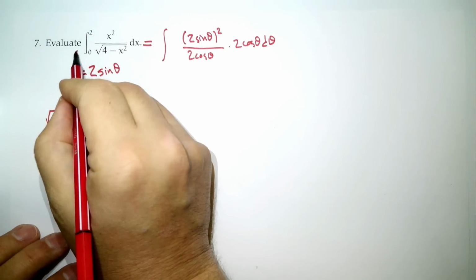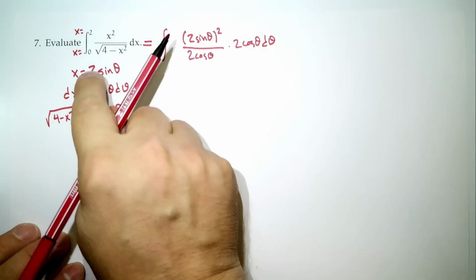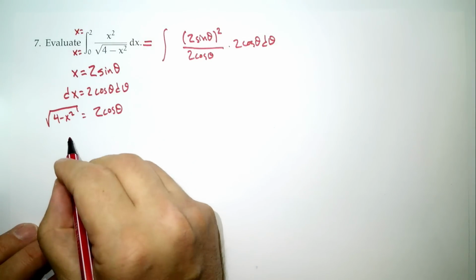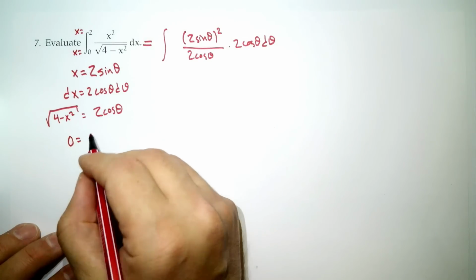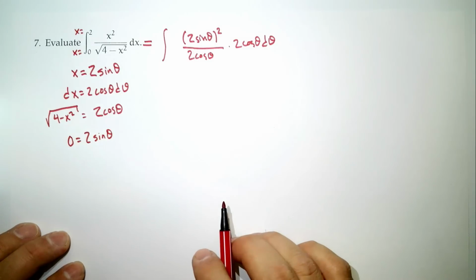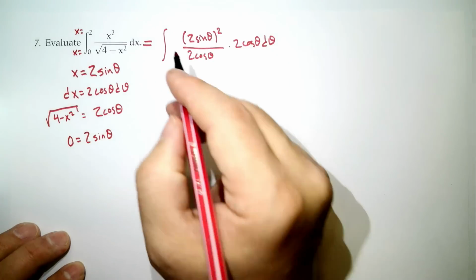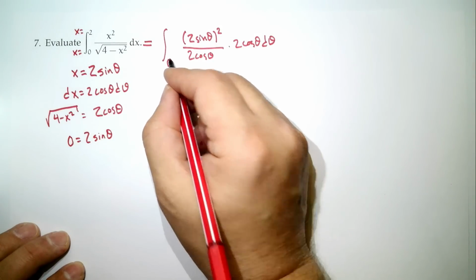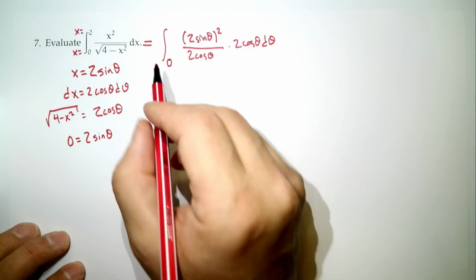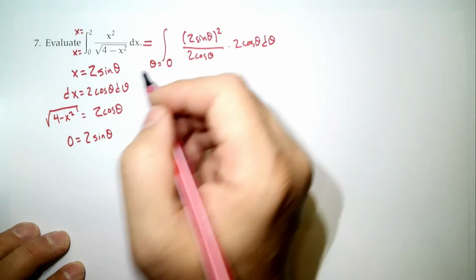So remember, these bounds are x bounds. So x equals 0 to x equals 2. Suppose we have x equals 0. We ask ourselves the question, when is it true that 0 equals 2 sine of theta? What angle gives it that? In other words, when does sine of theta equal 0? At 0. So our new bound is 0. But again, I emphasize, this is a different type of bound because this is a theta bound.